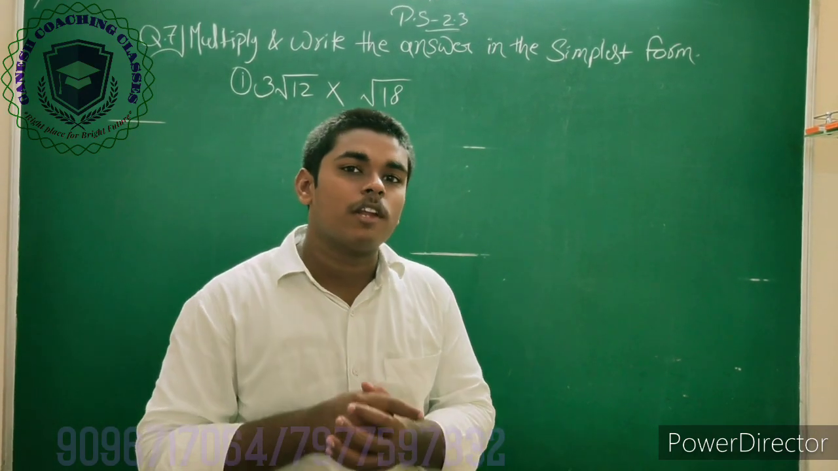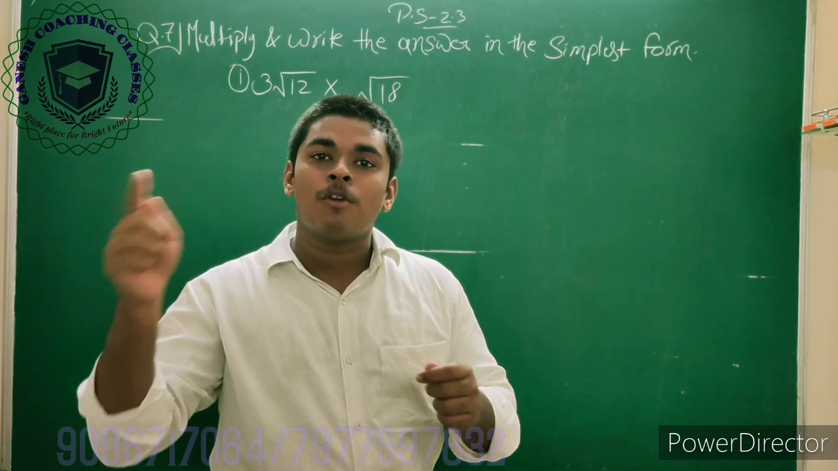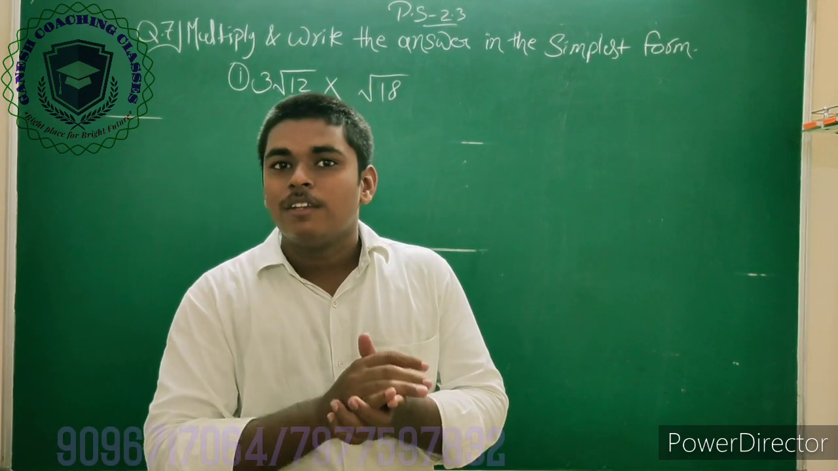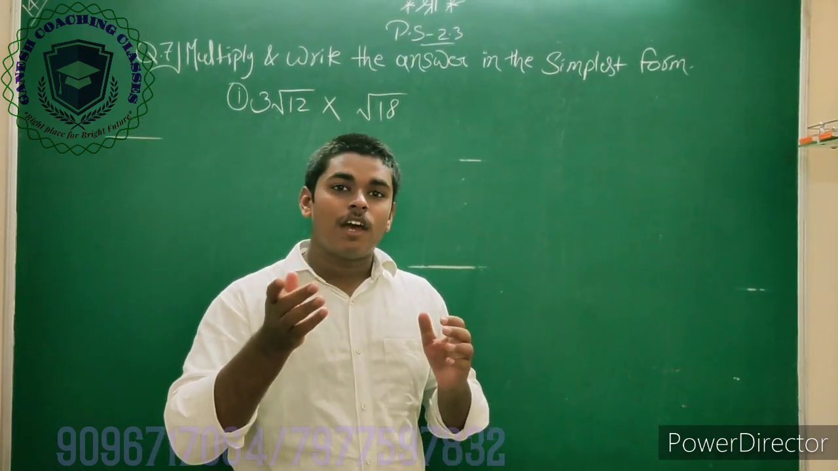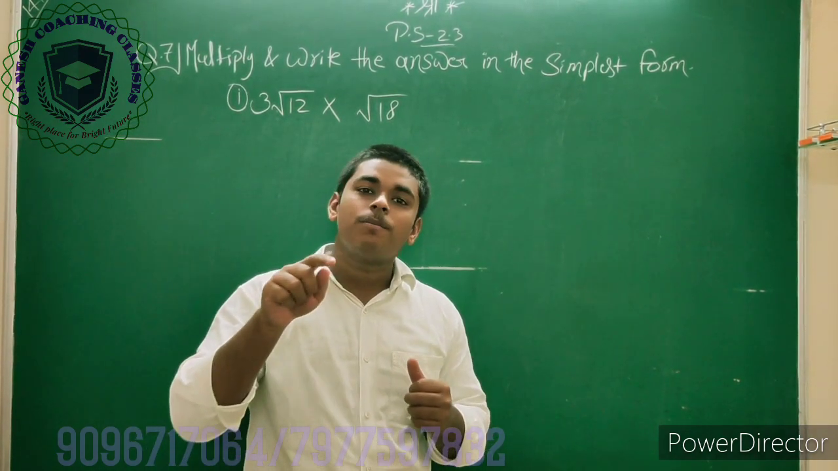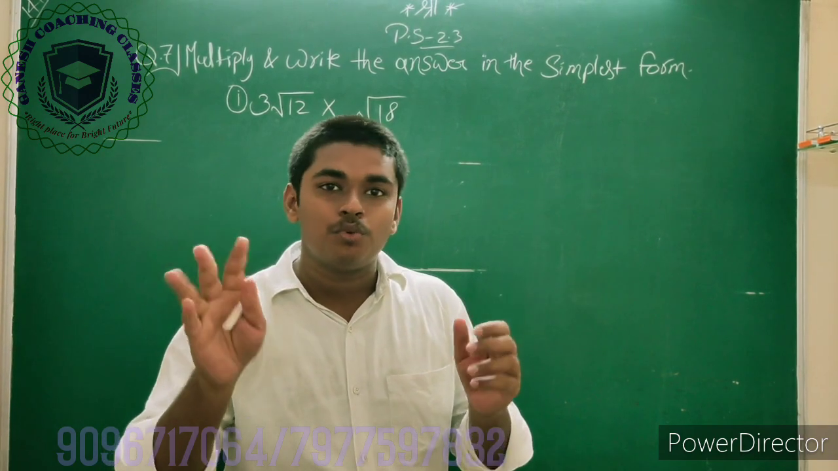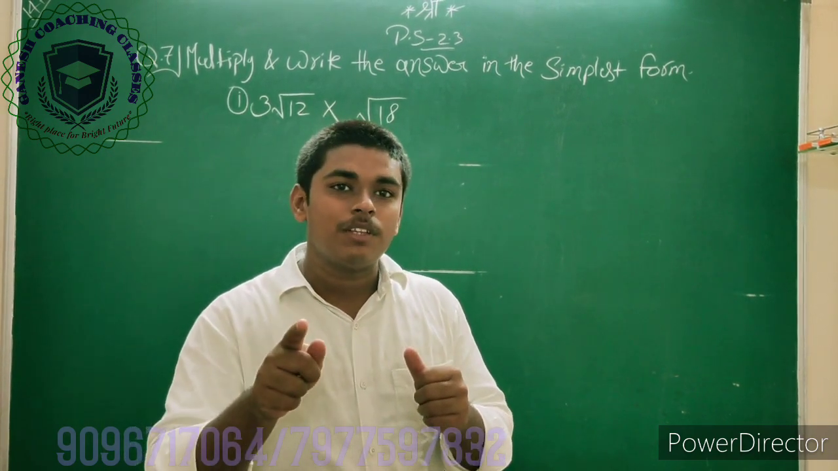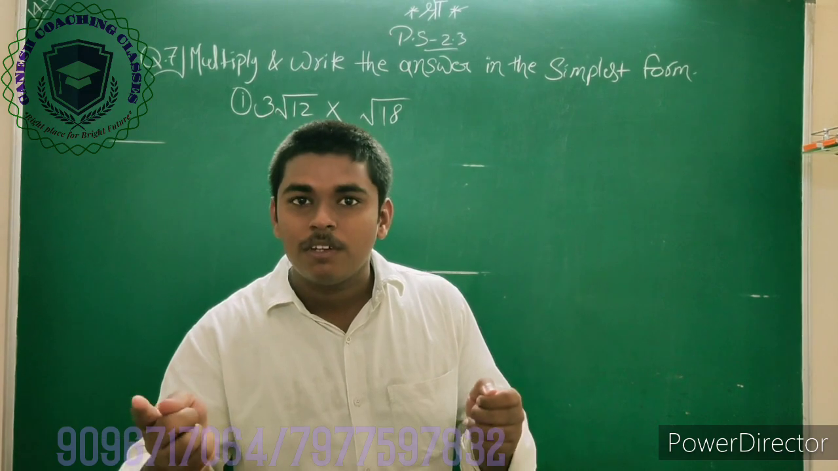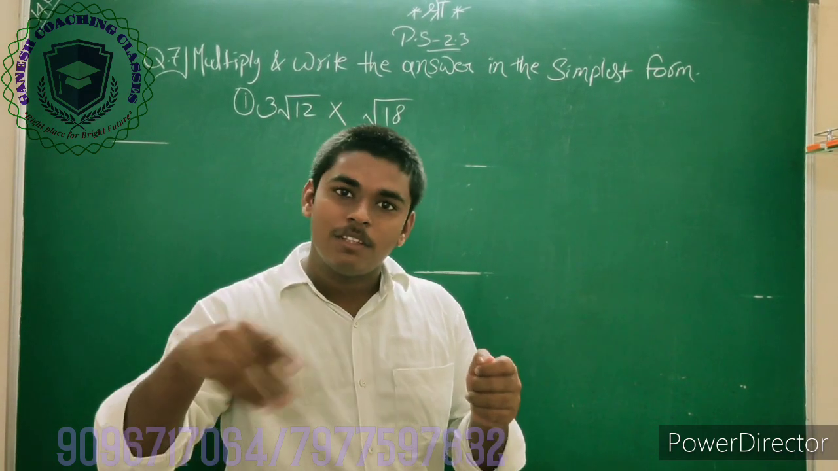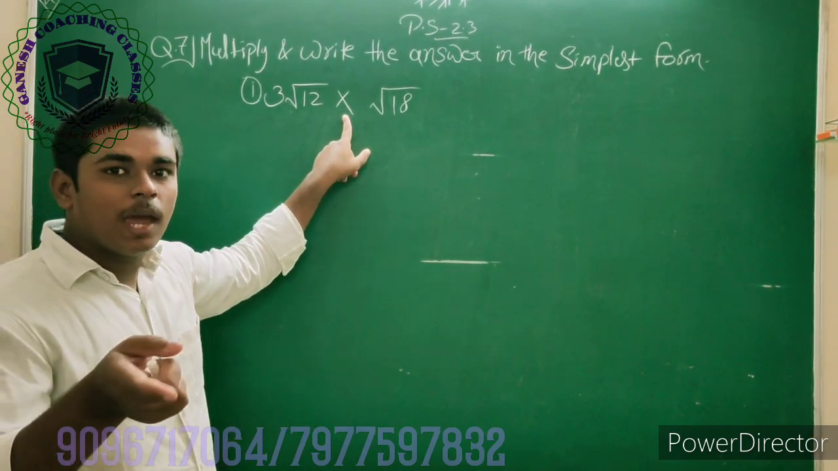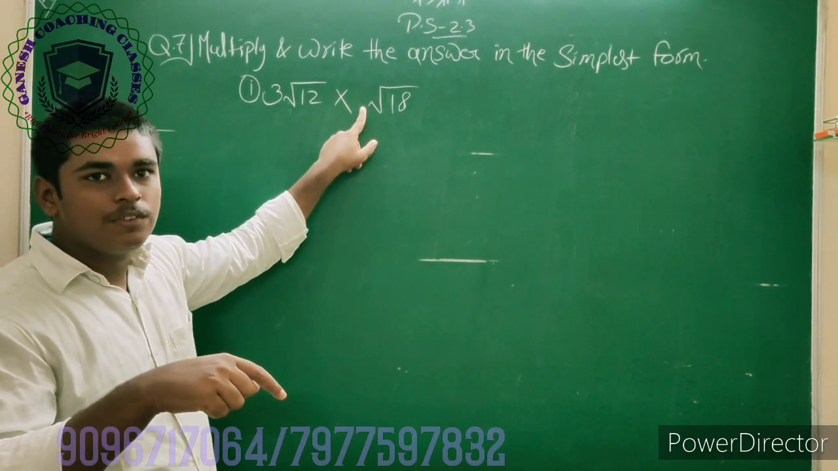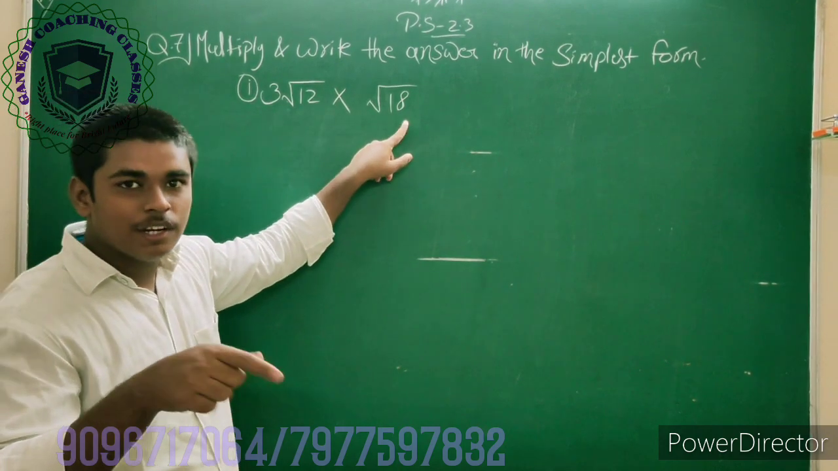I already told you that if there is a plus or minus sign between two sets, then we deal only with the coefficient. And if there is a multiplication or division sign between two sets, then we have to deal with coefficient with coefficient and radicand with radicand. Here a multiplication sign is present, so we multiply coefficient with coefficient and radicand with radicand.